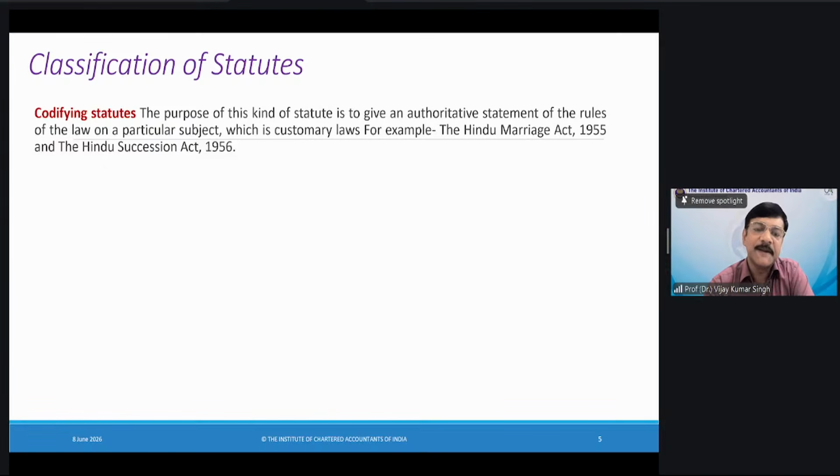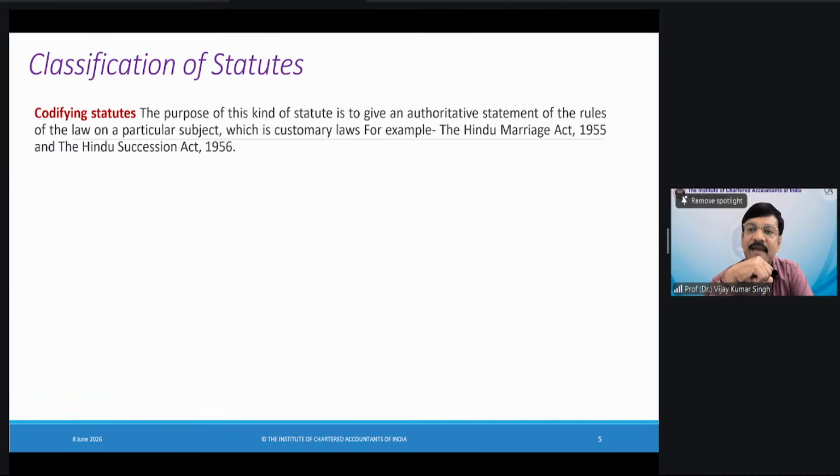However, when we got independence, one of the first agendas was that let us have a law which will take care of these relationships. And that is where the codifying statute comes into the picture. So all customs and unwritten text, when brought up as a written law, is called a codifying statute. I can give you another example.